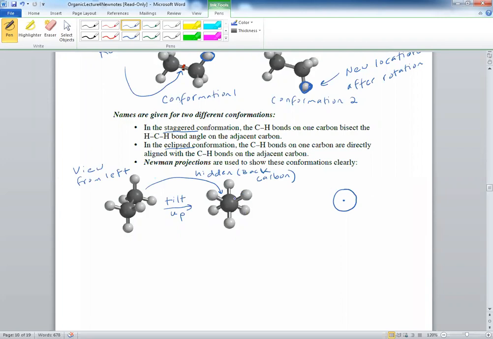So what you do is, right here, if we trace it, this carbon right here has this H, that H, and this H. We extend them right there.